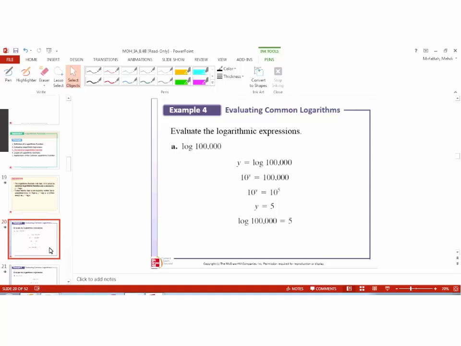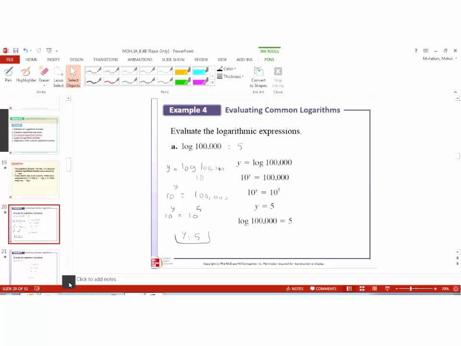So if I wanted to evaluate log of 100,000, you just write y is equal to log of 100,000. Because there's no base here, it means it's base 10. So it would be 10 to the power of y is equal to 100,000. You can easily make this the same base. It would be 10 to the power of 5, so y must be equal to 5. So this whole thing is equal to 5. Just by converting that, we can verify all that.